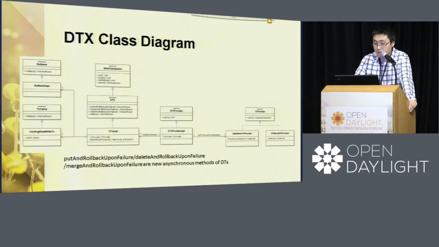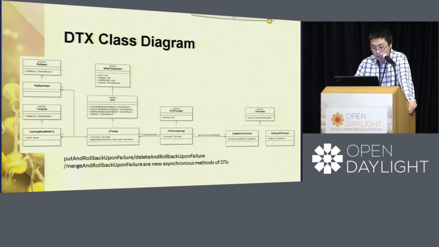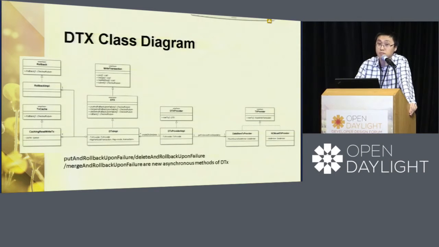And the TX provider is also an interface. So this is an abstract layer for different data brokers. We have two data brokers implemented now: the data store TX provider and the netconf TX provider. So the DTX provider will link these two transaction providers and utilize the services from them. And everything was finally integrated into the DTX implementation.